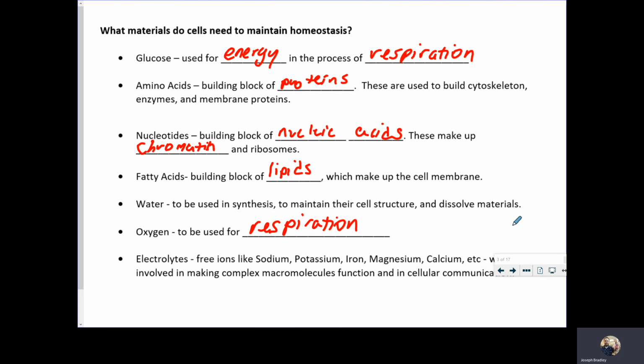So the key thing is that all this stuff comes from materials that you take in from your environment. So it comes from food and air and water. So you get this from breathing, and you get this stuff here from eating and drinking.